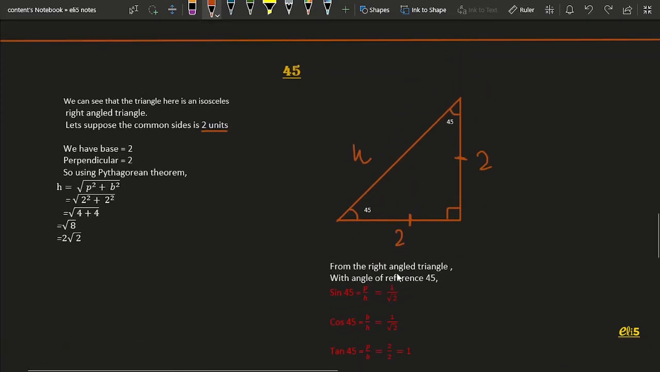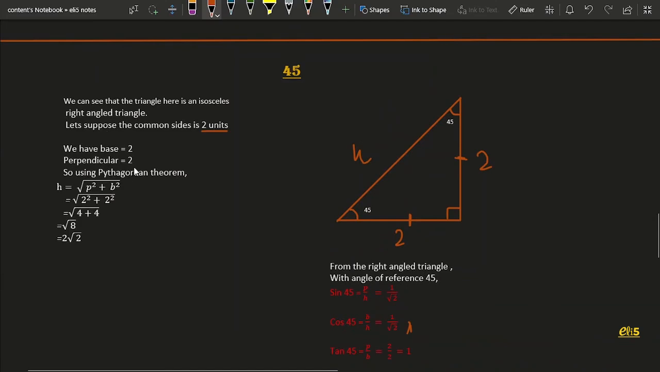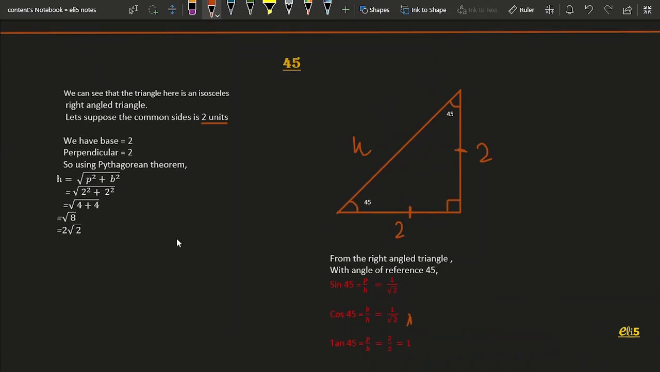So now from the right angle triangle with angle of reference 45 degree, sine 45 equals p by h. We have perpendicular equals 2 and hypotenuse equals 2 root 2. So 2 by 2 root 2, the 2 cancels, and we have 1 by root 2 left. Cos 45 equals b by h, base is also 2 and hypotenuse is 2 root 2. We have 2 by 2 root 2, the 2 cancels, so we have 1 by root 2 left. Tan 45 is perpendicular by base. We have perpendicular 2 and base 2, so 2 by 2 equals 1.